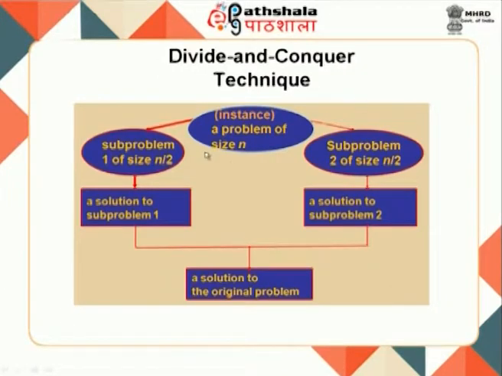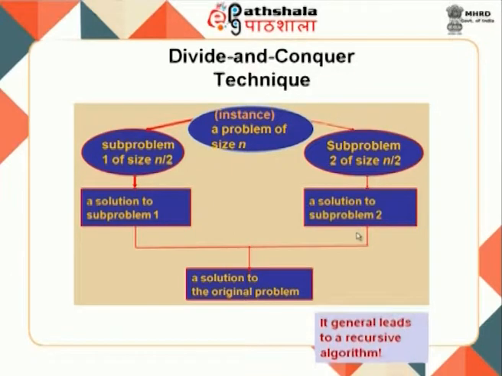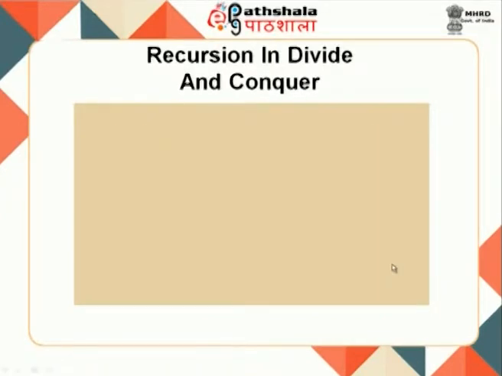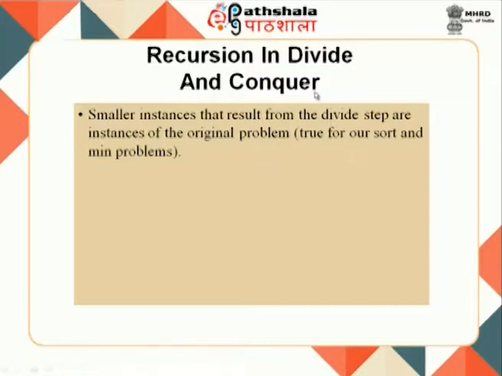So, divide and conquer: you have a problem of size n, and you divide it into 2 sub problems of size n by 2. You get a solution to sub problem 1 and sub problem 2, and then you combine them. Sub problem 2 may again divide into n by 4 and so on. In general it leads to a recursive algorithm. So, how does it lead to a recursive algorithm?